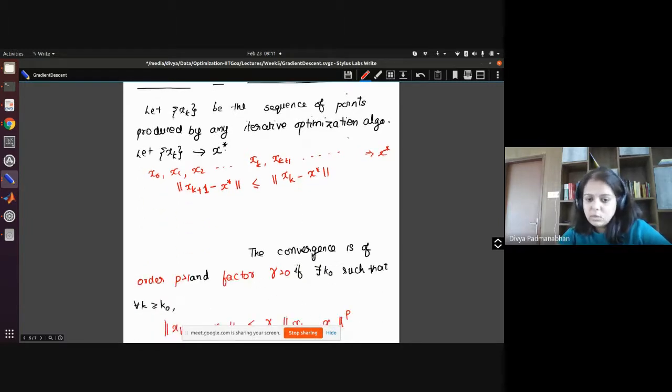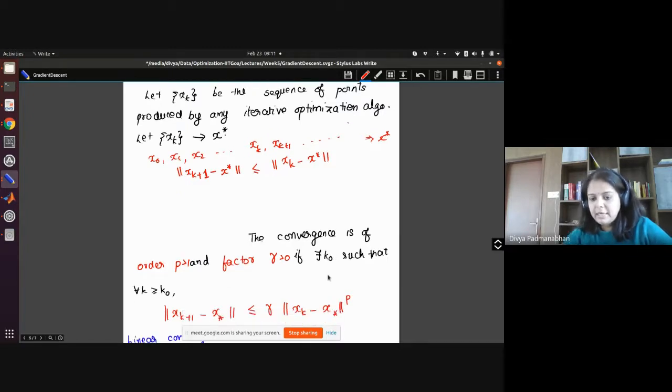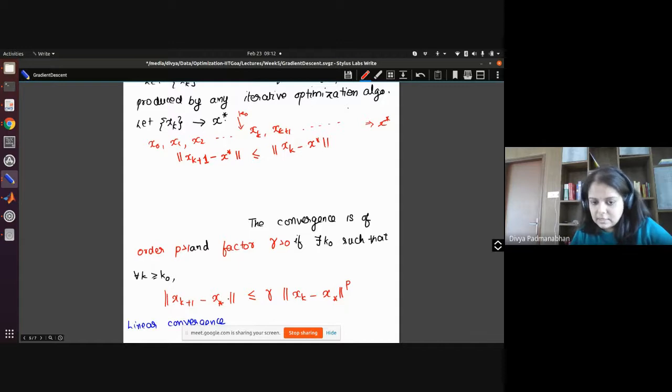So in general, you say the convergence is of order p, and some factor gamma, which is greater than 0. So if there is some point k naught of the sequence such that after this k naught, in every iteration, you're going to have this: xk plus 1 minus x star is less than or equal to gamma times what you had in the previous step, power of p. Okay, so if p is 1 and gamma is 1, that is something which we already know. That's expected always if you're going to have a descent in every step.